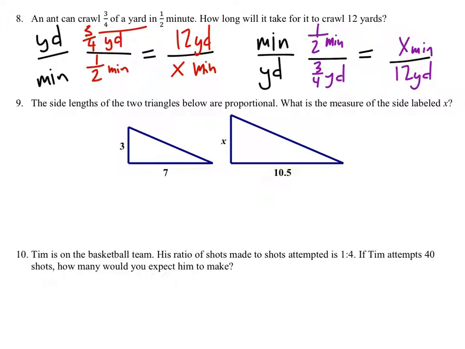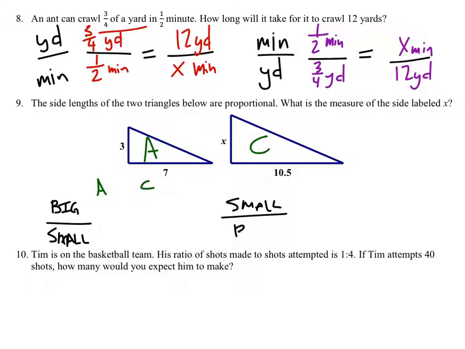Number 9, the side lengths of 2 triangles below are proportional. So these are proportional, which means we can set up a proportion to solve them, okay? Specifically, let's call this triangle A, and that triangle C. And we're going to compare triangle A to triangle C. And then in the fractions, we're going to compare the big side to the small side. But then we'll compare the small side to the big side.